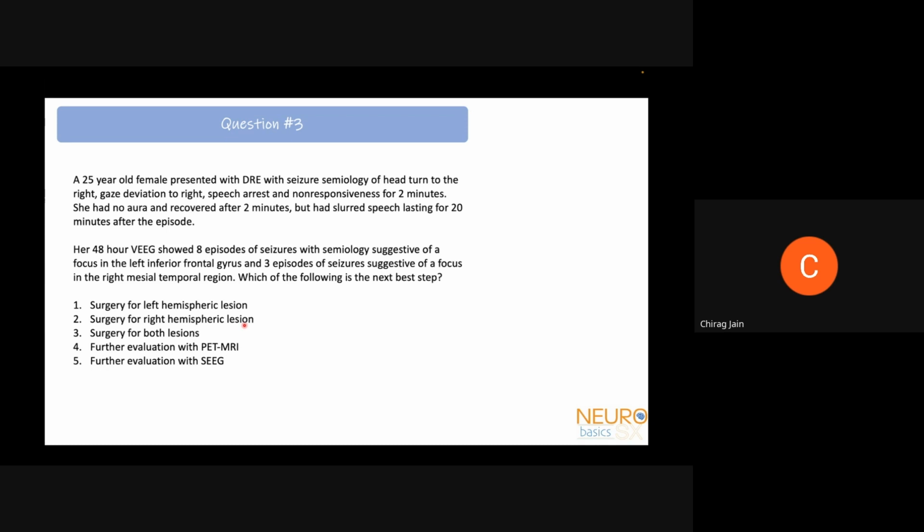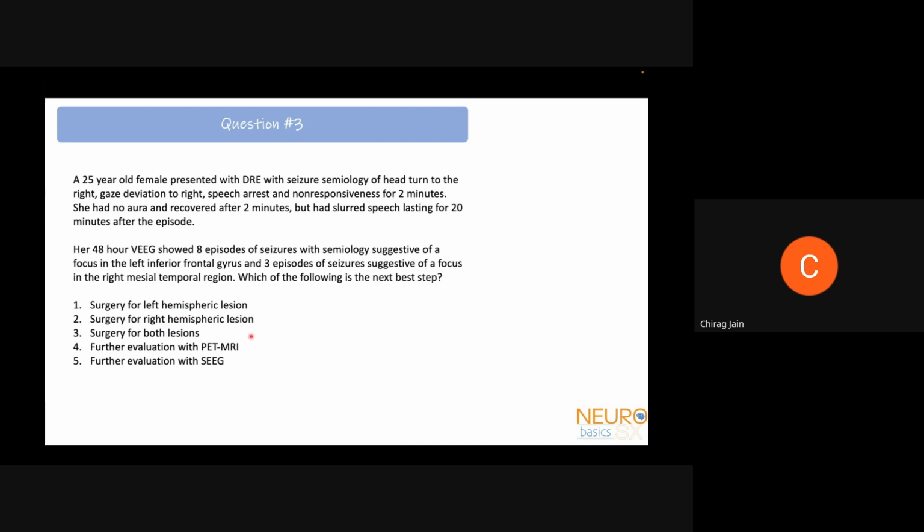Okay, so again, let's remember the patient is being evaluated for drug-resistant epilepsy, not for glioma. Just because you see a glioma does not mean you go ahead and resect it. The patient has come with drug-resistant epilepsy. You cannot operate on this left hemispheric lesion because it is in an eloquent cortex.